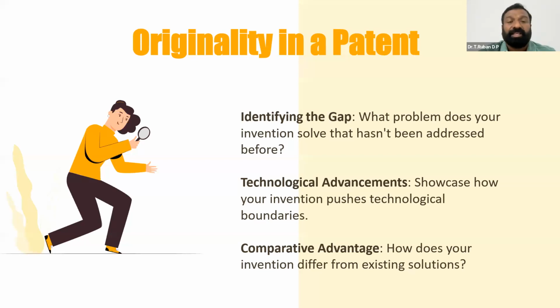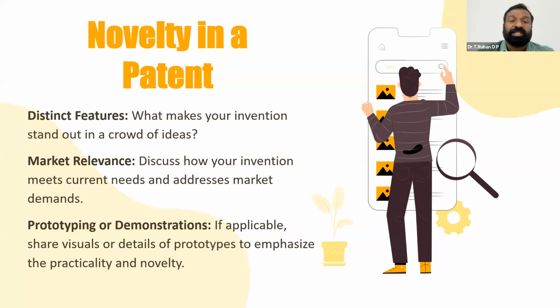And similar to thesis, in the next slide, novelty in patent. Let's shine a spotlight on making your patent truly unique, a star among the inventions. There are three ways to make it stand out. One is distinct features. Imagine your invention is a character. Point out what makes it special, the feature that sets it apart from the rest of the cast. It's like saying, here is the superhero with his unique powers.